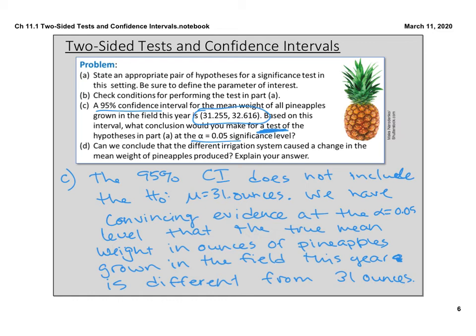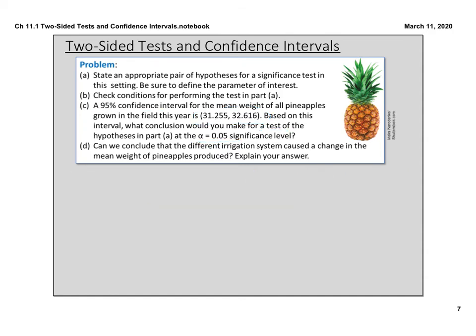Now, this is only something that we can do with a two-sided test because we have to include both tails in that. And that's not something that happens when we do a one-sided test. When we're looking at a one-sided test, we're only looking at one tail. So when we're looking at both tails, now we can use that confidence interval to our advantage and tie it to a significance test. So let's talk about part D. Part D says, can we conclude that the different irrigation system caused a change in the mean weight of pineapples produced? Explain your answer.